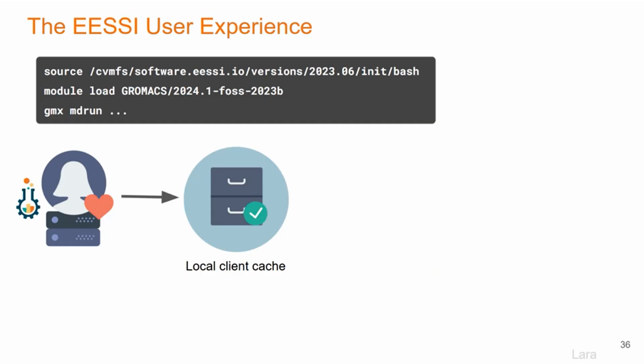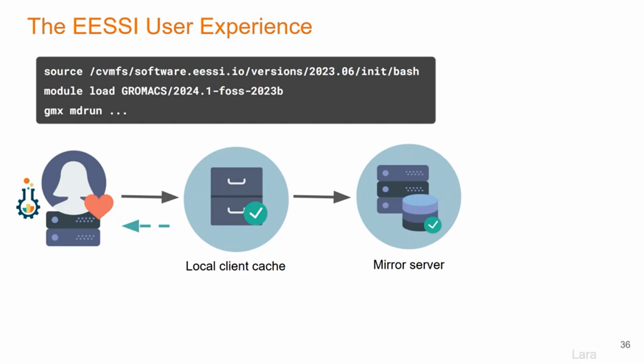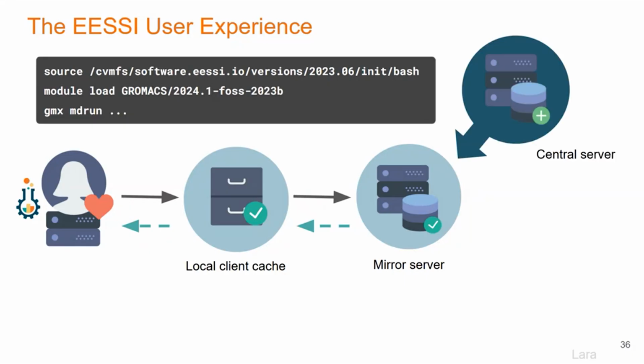So when you, for instance, module load GROMACS and then run it, it will check your local cache to see if the software is already there. If it's there, then fine, the software will start running. If it's not there, then it will check the mirror server to get all the software that it needs. It will then be in the local cache. So when you're running the software for the first time, your local cache might still be empty, so it might take a while, but the second time you use the software, it will be in your local cache, so the software will start running faster.